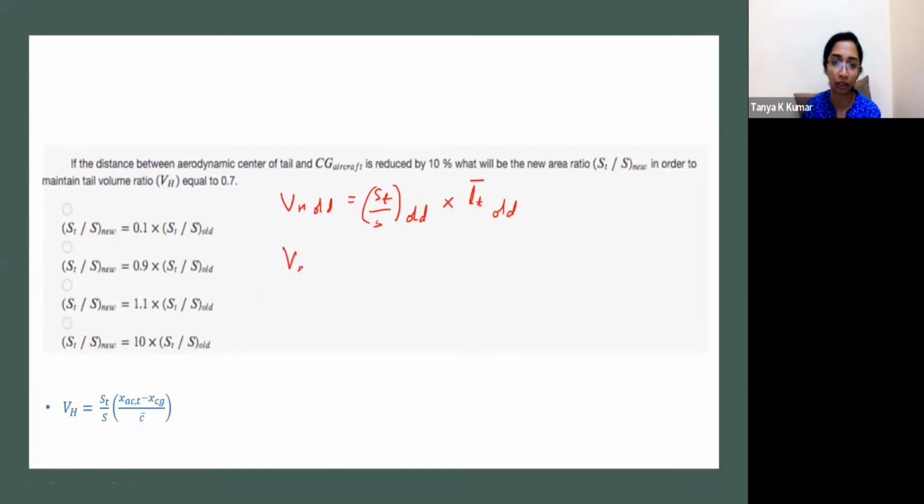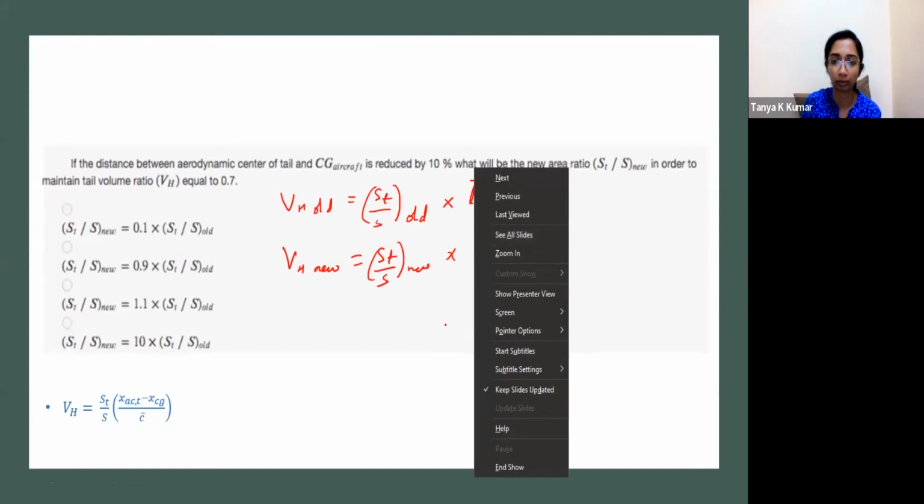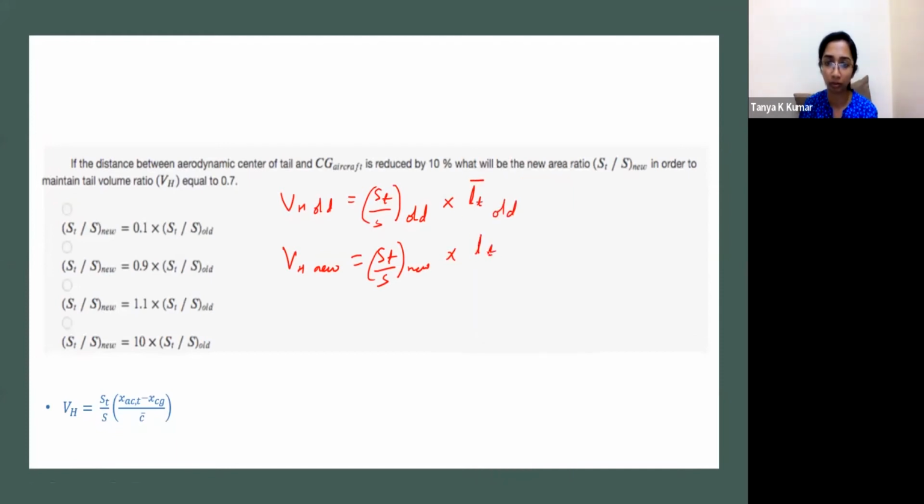So your VH new would be ST upon S new into LT new. This LT new is less by 10%, so that would be ST upon S new into 0.9 LT old. Now, in order to maintain the same VH is what they have said, so VH old equals VH new.